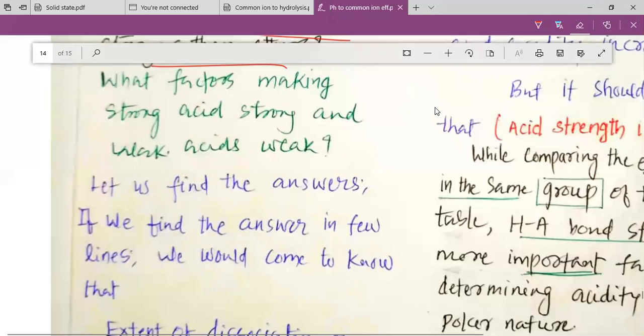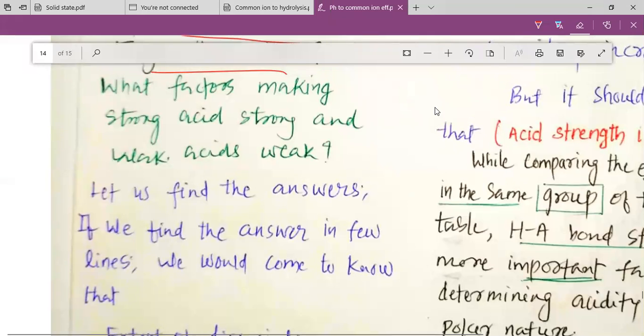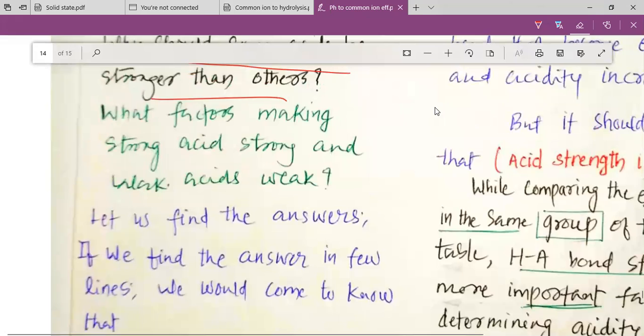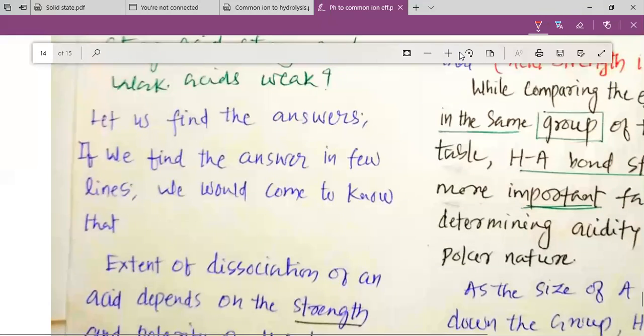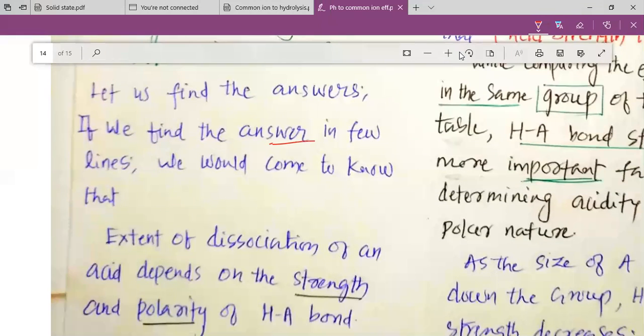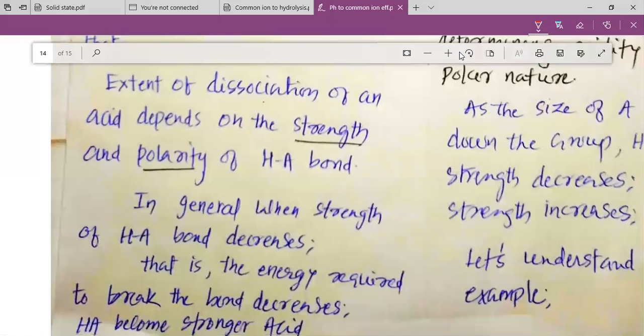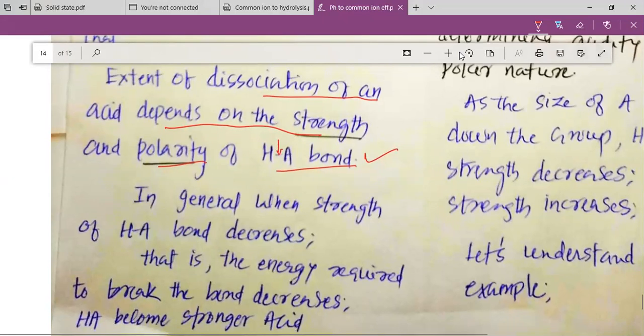So what is the factor that really affects the strength of any acid or base? On that basis, my dear students, let us try to see what those factors are. Let us find the answer. If we find the answer in a few lines, we would come to know that the extent of dissociation of an acid depends on the strength and polarity of the HA bond. This bond polarity or bond strength is the major reason for acid strength, my dear students.